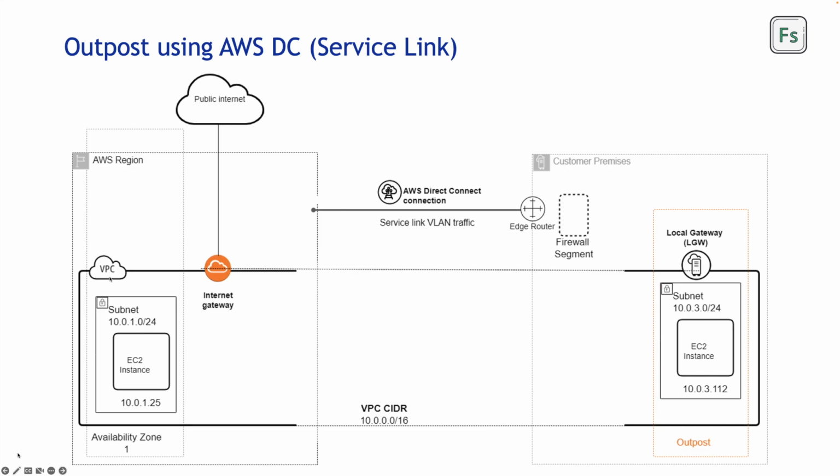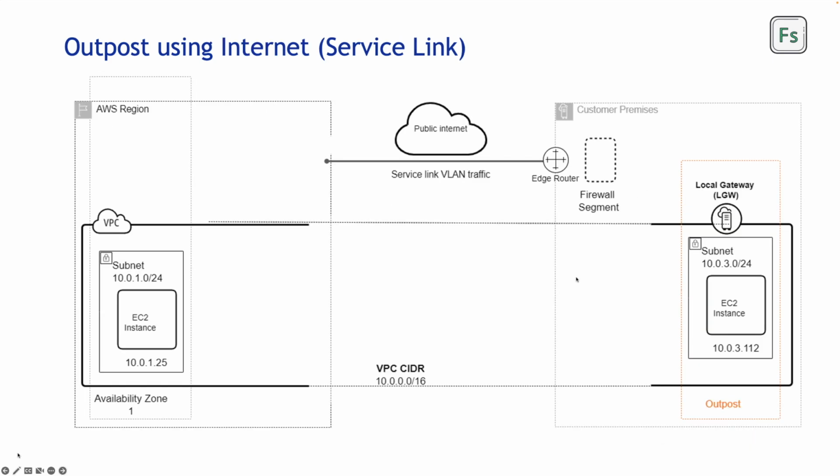So we have our region, we have the VPC. In the VPC we have just one availability zone, one subnet, and this is the Outpost, which has a subnet and a local gateway to connect to the internal network of the premises. Another way we can have the service link is through the public internet. We can leverage the public internet, but the speed can be slow. So this is something we need to decide as per the demands and requirements of our applications which are running on premises.